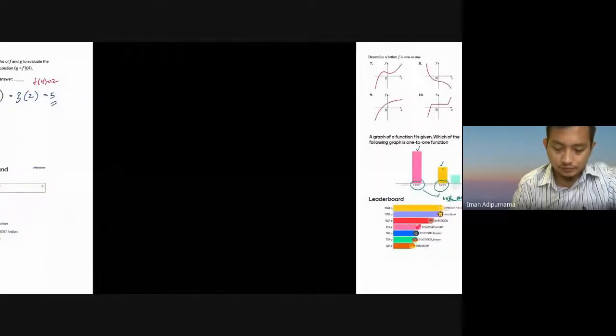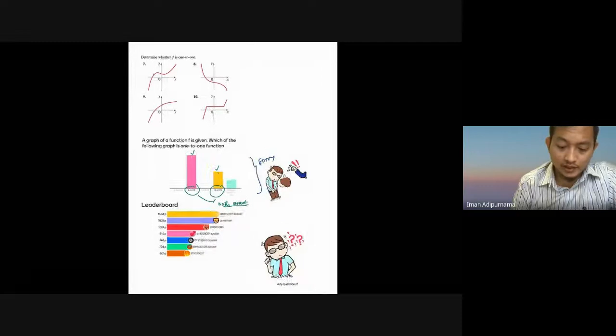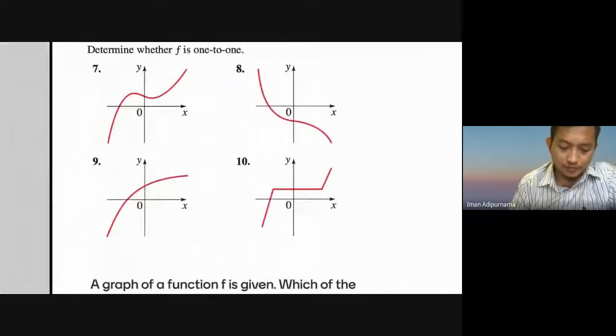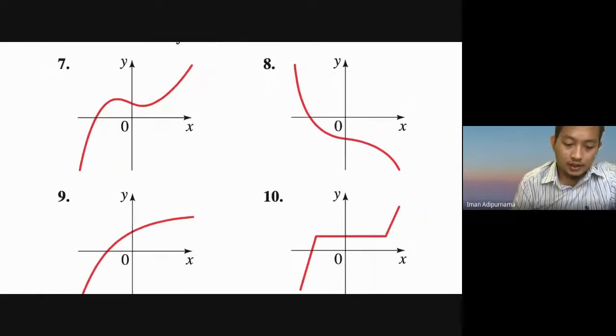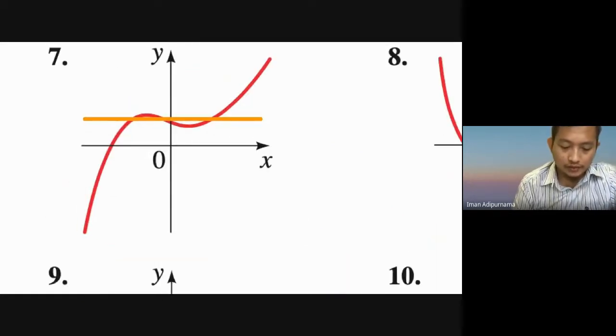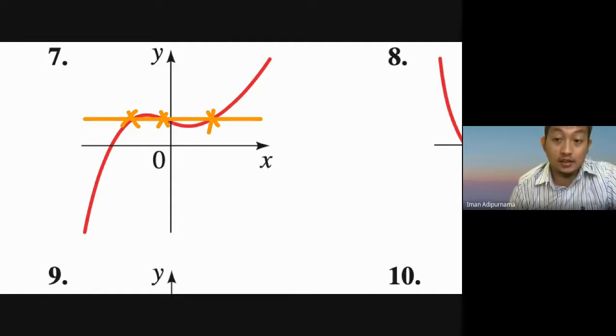Okay, let me continue. And this is the one-to-one functions. How to determine? We can make the line. Let's say we make the line this one. Of course, if we look here, we have this point here is more than once crossing the functions, which means it's not one-to-one.